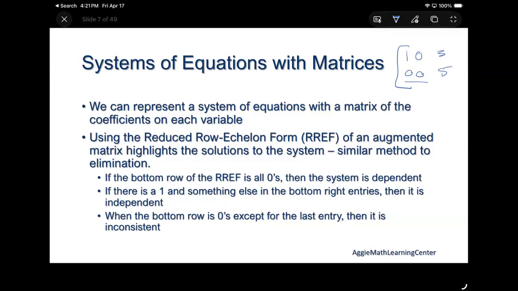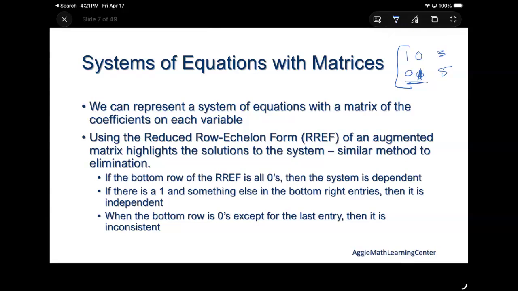then this one right here is inconsistent. If there's a 1 and something else, then it's independent. So anyway, if you see something like this, you have a dependent system. If you see something like this, then we have an answer.